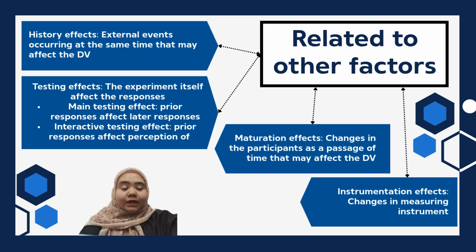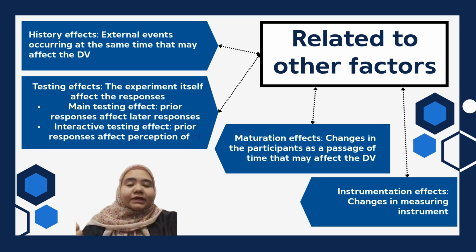Now, let's move to the other type of exogenous variables, which are related to the environment or external conditions. This can happen during the study and affect how participants respond or perform. Here are a few examples. First, history effect. This is an external event that happens during the experiment, like a news event or natural disaster, that could influence the participants' behavior. Second, maturation effect.